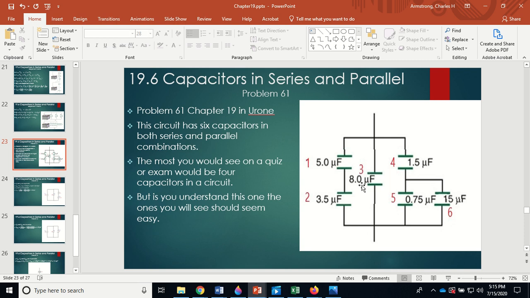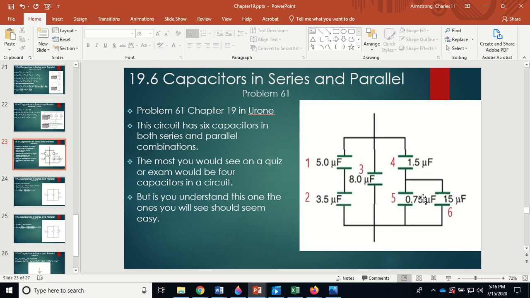So this is way more complicated than anything you'll see. You'll see 4 at the most, but more than likely 3 in a series parallel combination. This circuit has 6 capacitors in both series and parallel combinations. The most you would see on a quiz or exam would be 4 capacitors in a circuit. But if you understand this one, the ones you'll see should seem easy, okay?